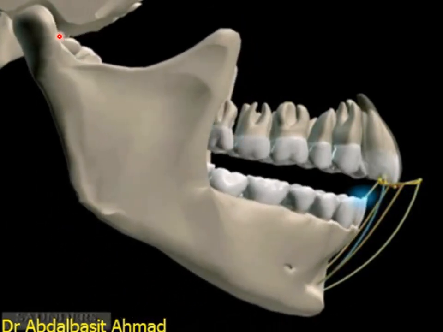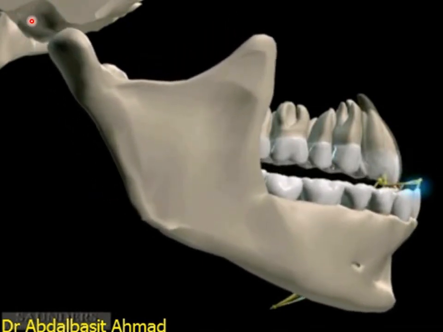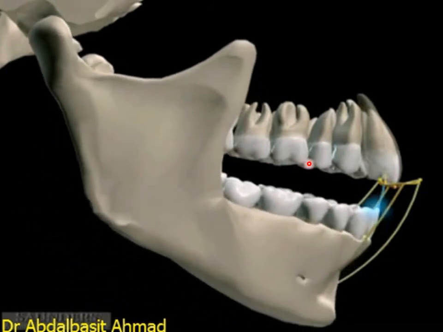So the mandibular movement is determined by the anatomy of the condylar head and the glenoid fossa, and the cusp tip and fossa or the occlusal scheme, and by the action of the muscles of mastication and the ligaments that hold the TM joint in position.